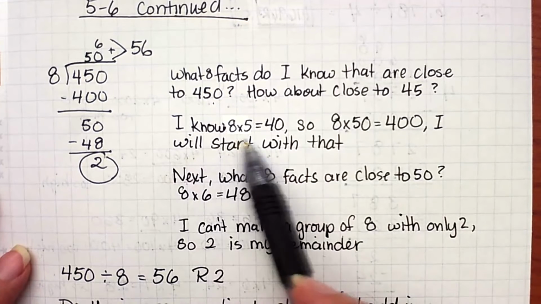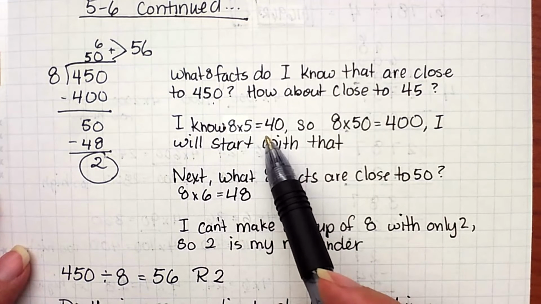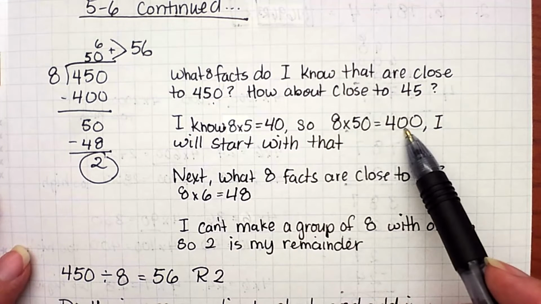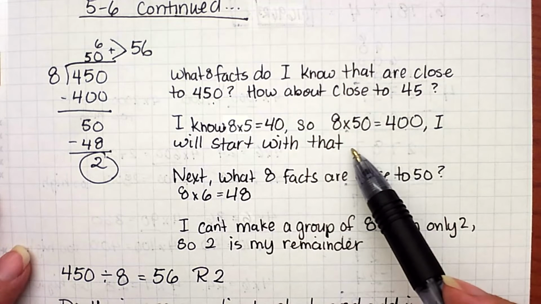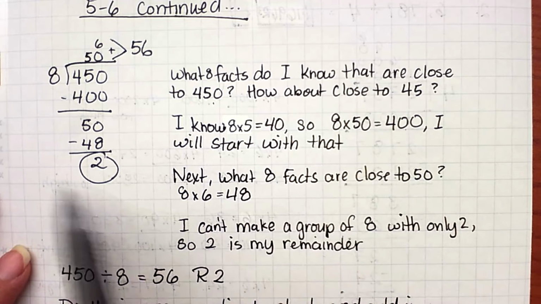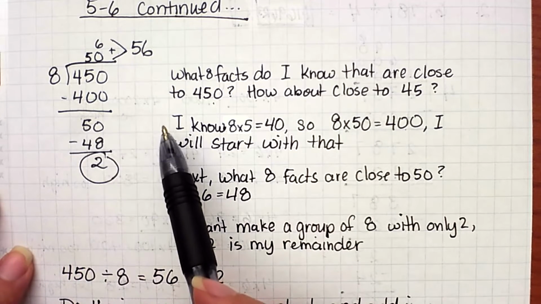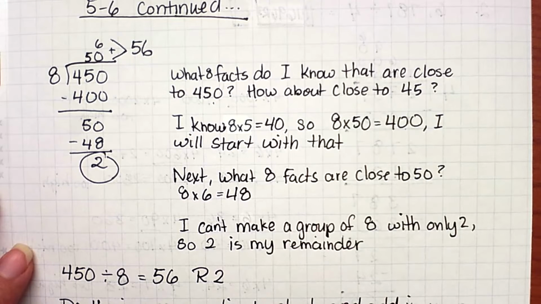So I know 8 times 5 is 40. That means 8 times 50 is 400. So I'm going to start with that. I don't need to get as close as I can right away. Right now, let's just use our estimate and find our partial quotient.